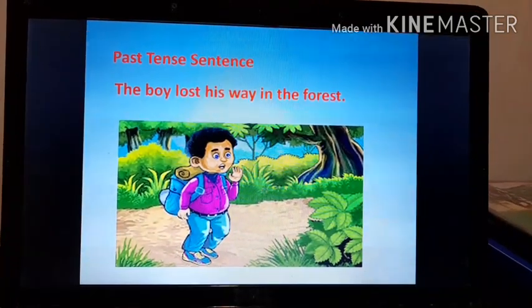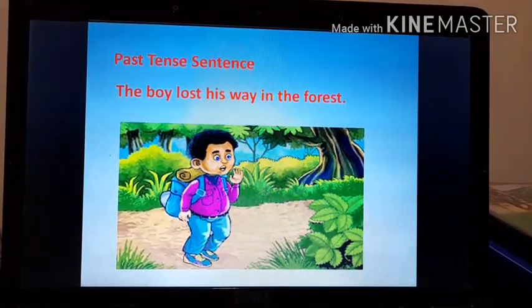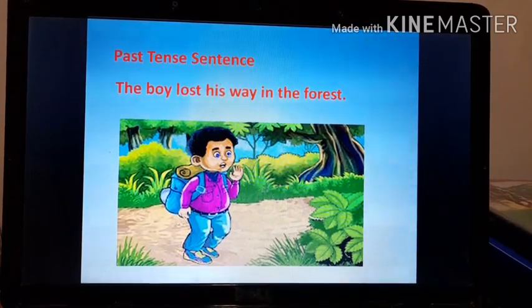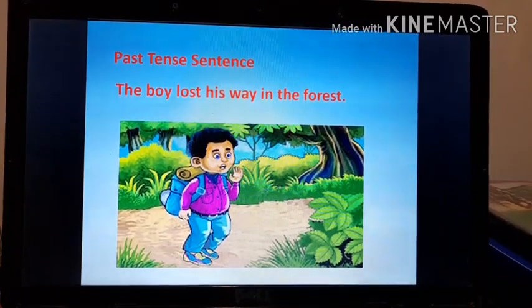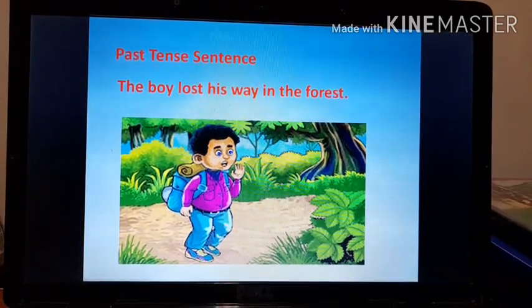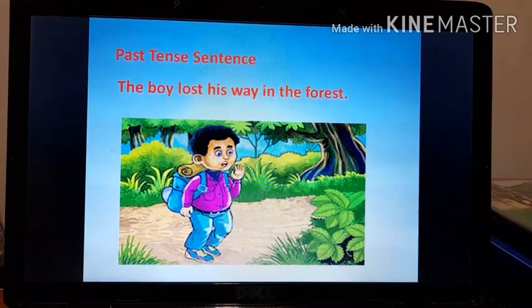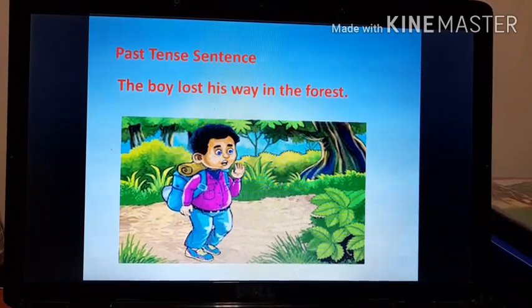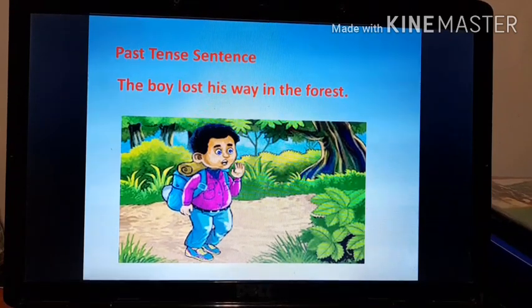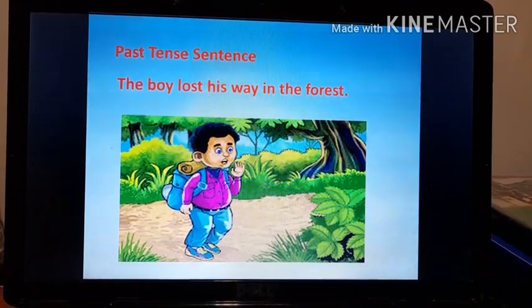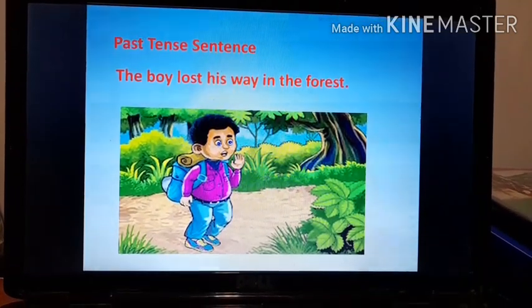Now the past tense sentence of the word forest. The boy lost his way in the forest. Here lost is the second form of the verb, meaning to get lost. The boy lost his way in the forest. So this is a past tense sentence.